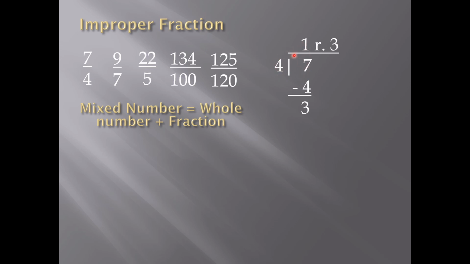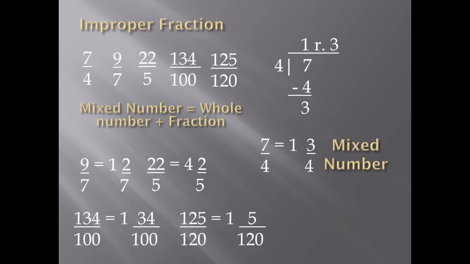So 1 times 4 is 4. Then you subtract that. So 7 minus 4 is 3. You will get a remainder of 3. So what happened? From there, we can see that 7 over 4 can be written as 1, the answer for this one, with a remainder of 3 over 4. So basically, we still need to divide 3 over 4. That's why it's written like this one. So this number 1 and 3/4 is considered a mixed number. Now, if we follow this method for the other numbers, it will be like this.